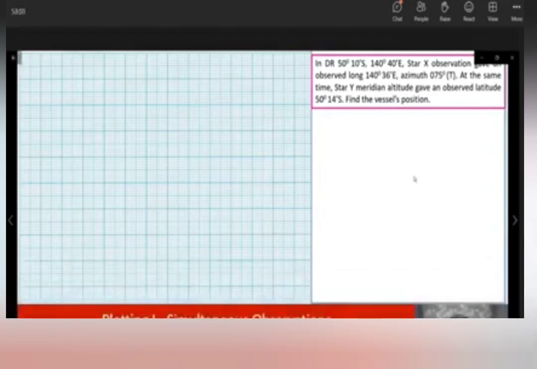Example: in DR 50 degrees 10 minutes south, 140 degrees 40 minutes east, star X observation gave an observed long 140 degrees 36 minutes east, azimuth 075 degrees true. At the same time, star Y meridian altitude gave an observed latitude 50 degrees 14 minutes south. Find the vessel's position.